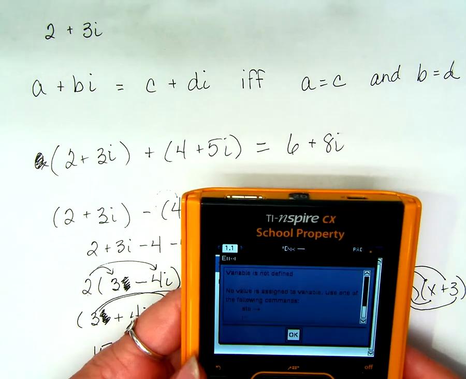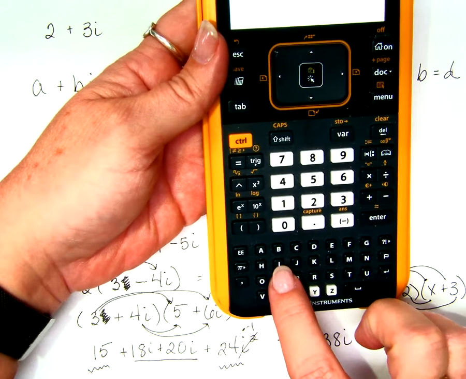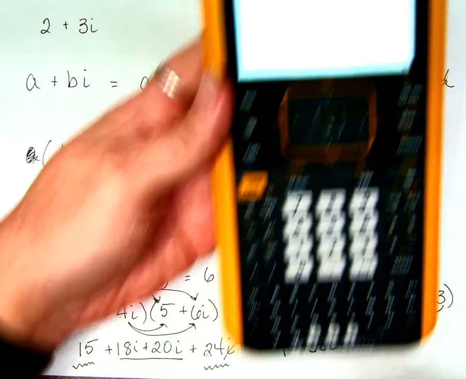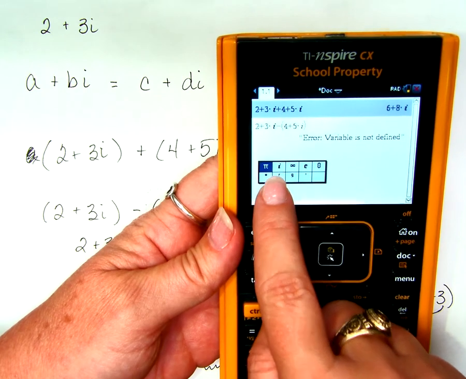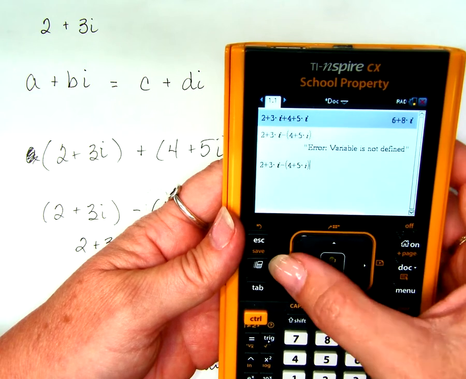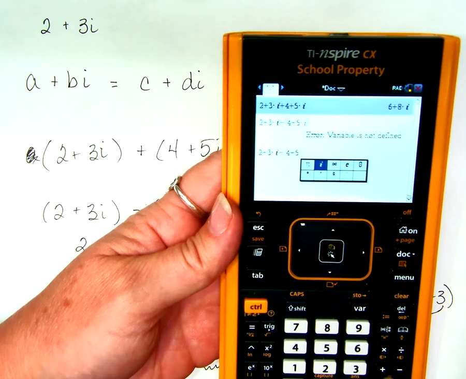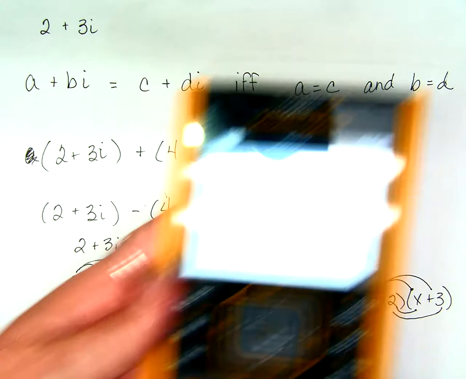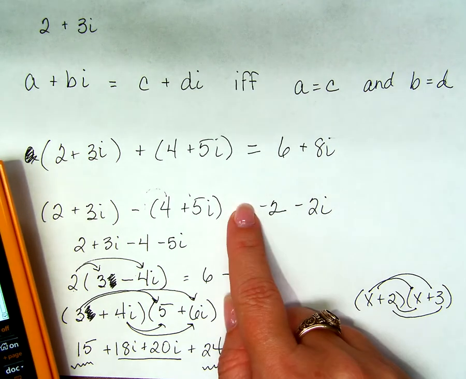The calculator sees this letter i right here as a variable, like something you have to solve for. Is this i right here a variable? No, this i right here is representing imaginary, so don't try to interchange those two because it's not going to work. I want to use that i, and then you get negative 2 minus 2i, which is what we got here. Okay? Now, those two are pretty easy, right?